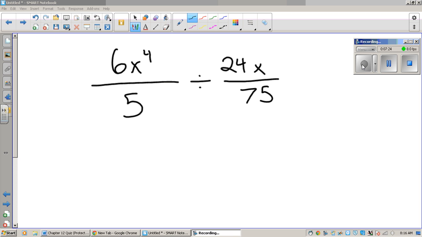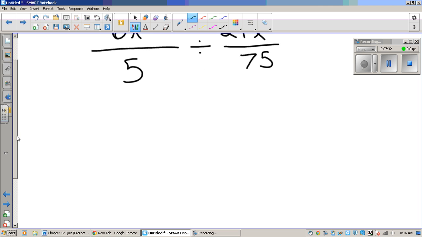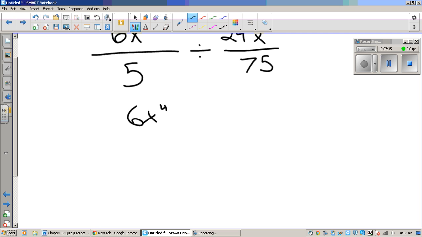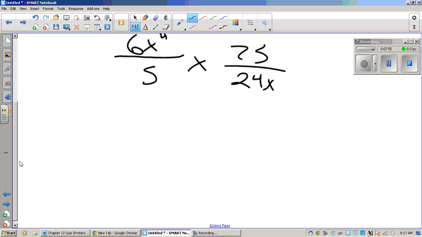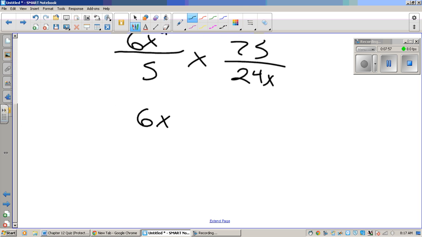All right, let's take a look at these. What do I need to do first here? Alec? Same change flip. So I'm going to do same, change, flip. Now what do I need to do, Braden? Simplify. Okay, what do you mean by that? I like to write it like this: x to the 4th times 75 over 5 times 24x.